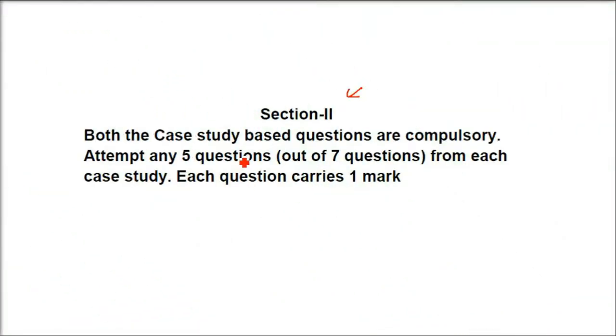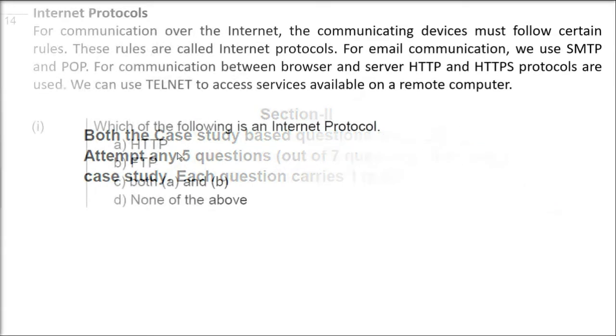This is section number 2. Now we'll see the case study based questions of the 2021 sample question paper of CBSE. We have to attempt 5 questions. There are in all 7 questions. You have to attempt 5, and each question has 1 mark.